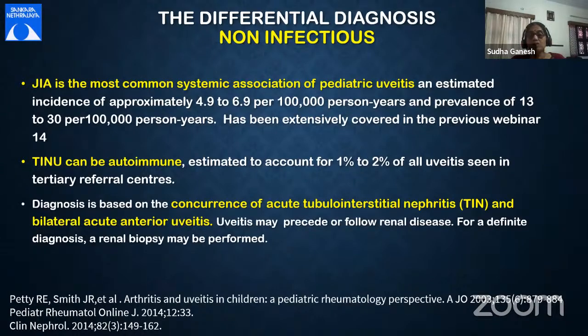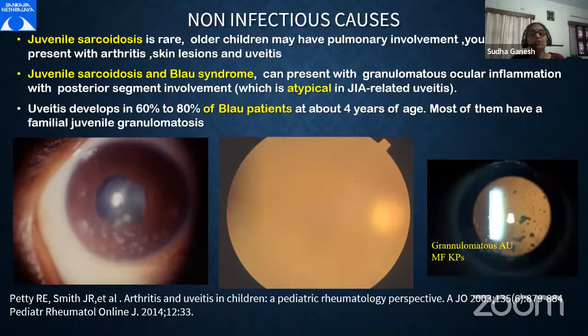Diagnosis is based on the concurrence of an acute tubulointerstitial nephritis and anterior uveitis. The uveitis may precede or succeed the renal disease, and a renal biopsy may be required for a confirmatory diagnosis. Juvenile sarcoidosis is rare, and older children may have a pulmonary involvement, whereas younger children often present with arthritis or skin lesions and uveitis. Juvenile sarcoidosis and Blau syndrome can present with a granulomatous ocular inflammation and posterior segment involvement. The posterior segment involvement is often atypical in JIA-related uveitis.